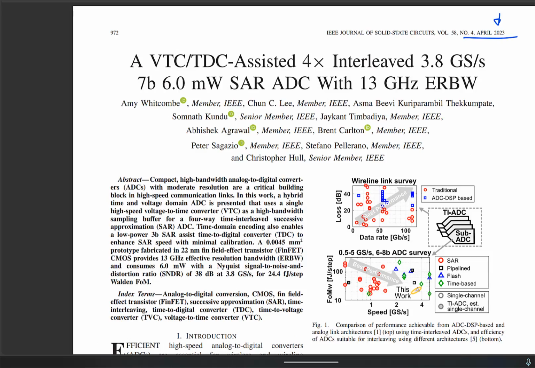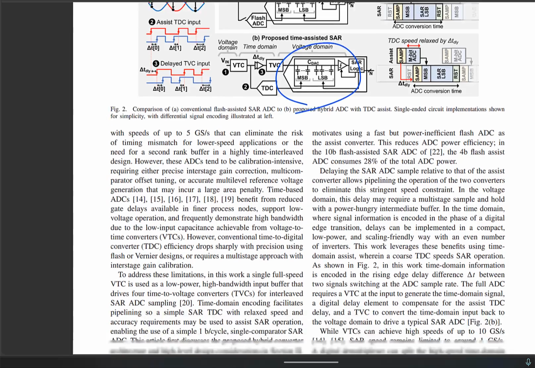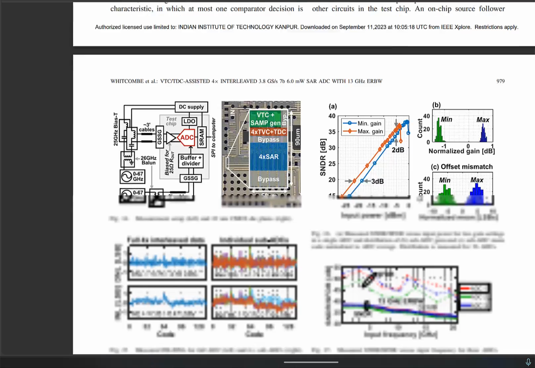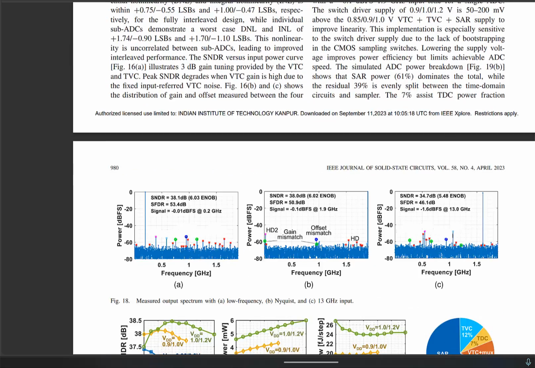So this is just on high-speed ADCs. Again, as I mentioned, interleaving is a general principle. Here they are using it in a SAR ADC in the time domain. We'll see that later. So let's just focus on the output spectrum and make some calculations. Yeah, this is the final measured spectrum.